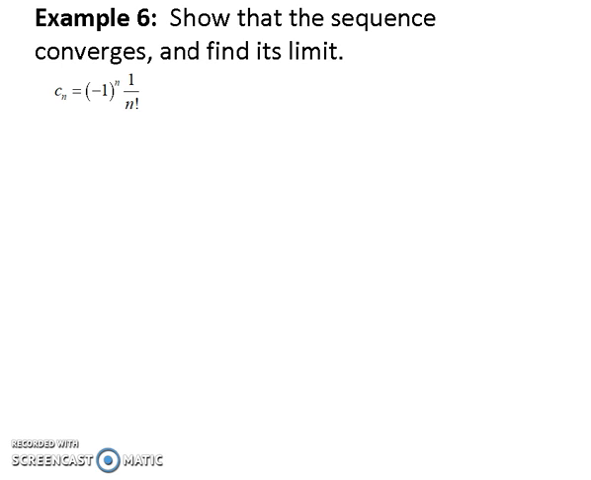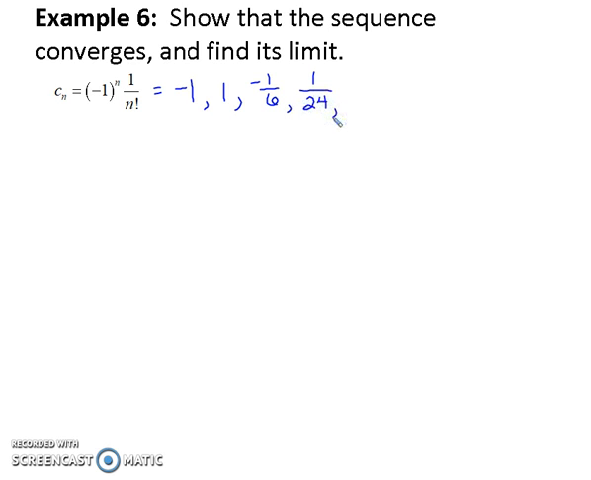If I write out some terms, (-1) to the 1 would be -1 over 1 factorial, which is just 1, so I would have a -1. (-1) to the 2 would become a positive 1 over 2 factorial, so that would be 2 over 2, which is 1. (-1) to the third would be -1 over 3 factorial. 3 factorial is 3 times 2 times 1, so that would be -1/6. And then (-1) to the fourth would be 1 over 4 factorial, which is 4 times 3 times 2, so that would be 1 over 24.